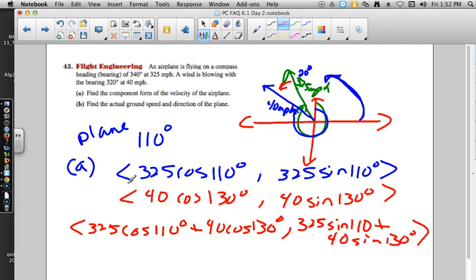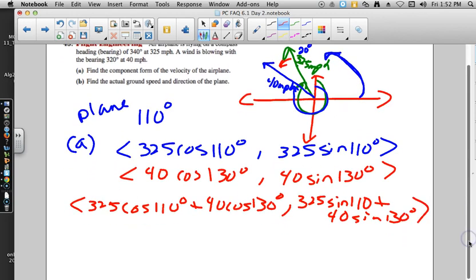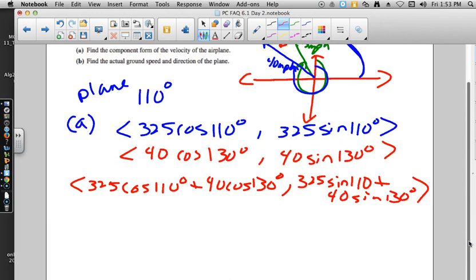And that will give us the component form that we need. So if you punch all of that in, you get negative 136.868 and 336.042 for the component form of that vector. And then part B says find the actual ground speed and the direction of the plane.